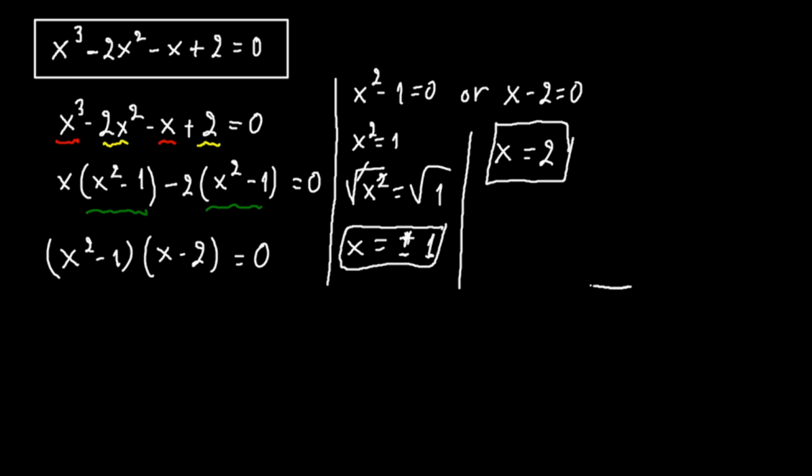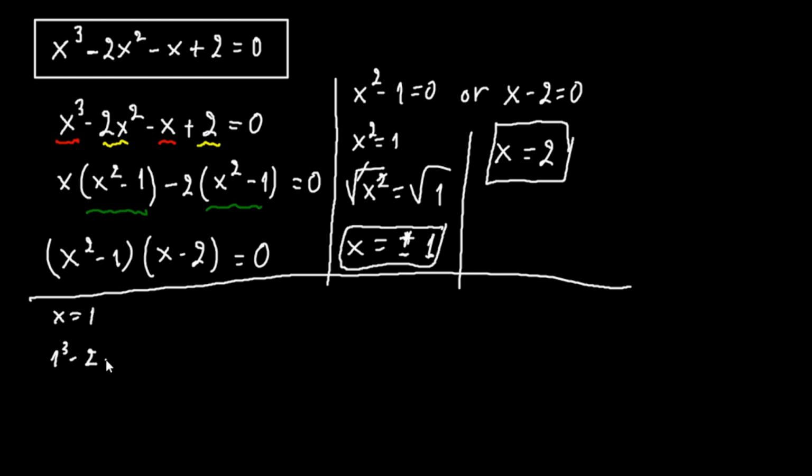We can make a quick check to see if the solutions are right for this equation. For x equals 1, we have 1 to the third minus 2 times 1 to the second minus 1 plus 2. This is 1 minus 2 minus 1 plus 2. This and this gone, this and this gone, so this is equals to 0. So our first solution, x equals 1, is right.